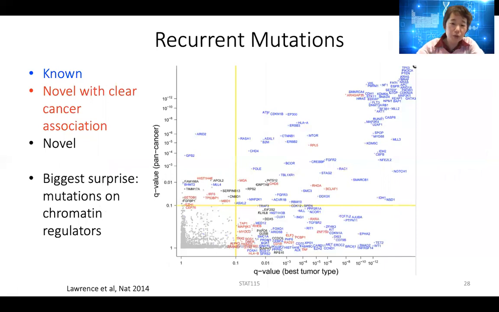If you look at all the tumor mutations from a pan-cancer view, all the cancer types together, the blue genes are all the very well-known cancer driver genes, whether it's an oncogene or tumor suppressor. The red ones are kind of novel, but they have clear cancer association, and there are also some really novel ones. The biggest surprise from all these mutation analyses with TCGA or expression analysis is that there are a lot of mutations in chromatin regulators. And because of this, a lot of drugs are now developed to target chromatin regulator changes.